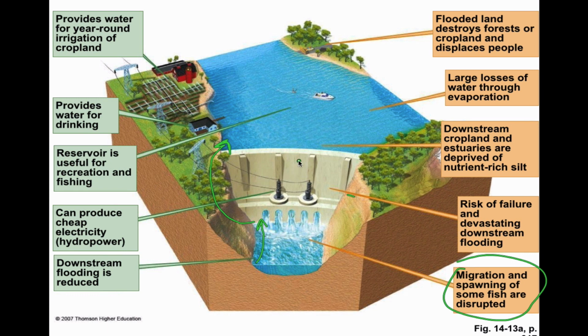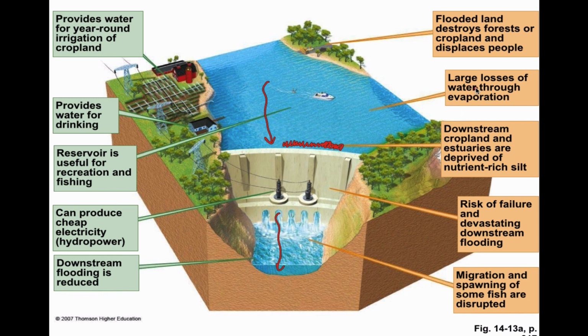If there is a failure with the dam, then all of a sudden we're going to have a huge amount of water moving downstream pretty quickly. We have downstream cropland naturally deprived of nutrient-rich silt. What ends up happening is as the water comes and the dam blocks it up, you're going to have a buildup of silt behind this dam. Silt that would normally travel downstream is not there now. Those nutrients that are carried would typically be used for cropland and a number of different uses. It's not there now.